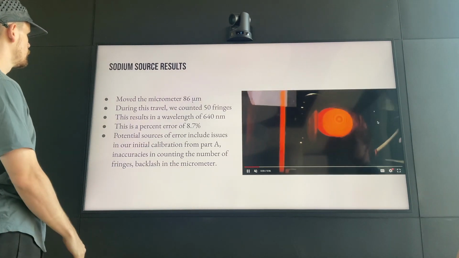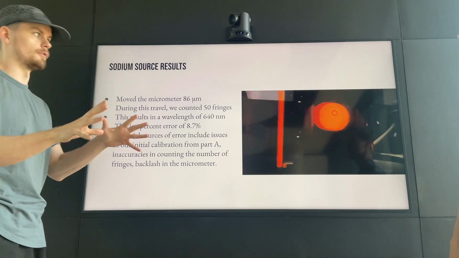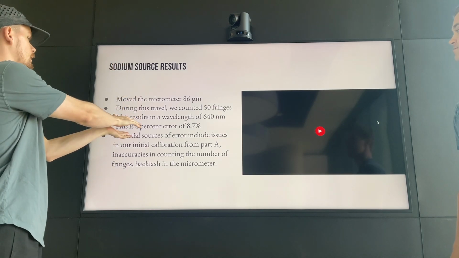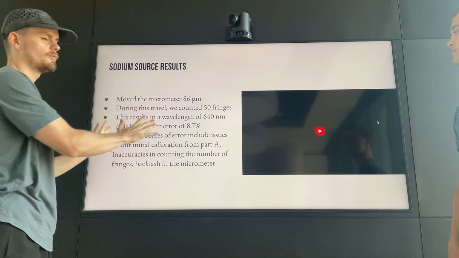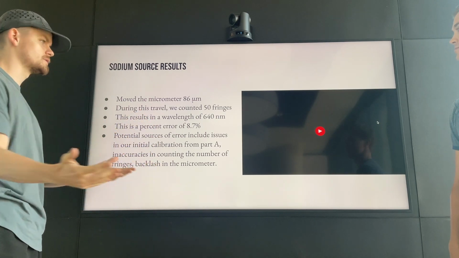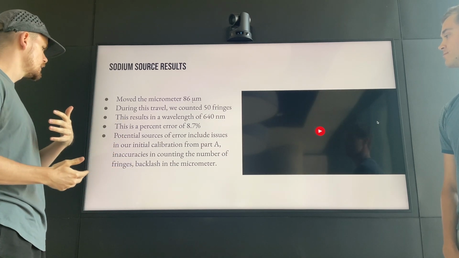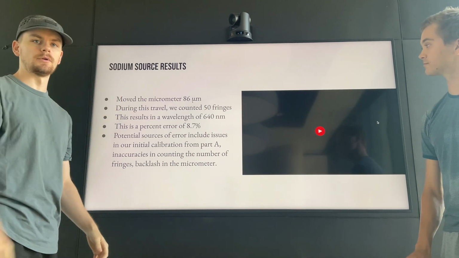Okay, so for the sodium source, here are our results. We moved the micrometer 86 microns, and during that travel, we counted 50 fringes. Using the equation from the previous slide, we found an experimental wavelength of 640 nanometers. This is off by about 8.7%, kind of a big error, but there are a lot of potential sources of error in this experiment, including our initial calibration, which might not have been perfect, inaccuracies in counting the number of fringes, and also backlash in the micrometer.